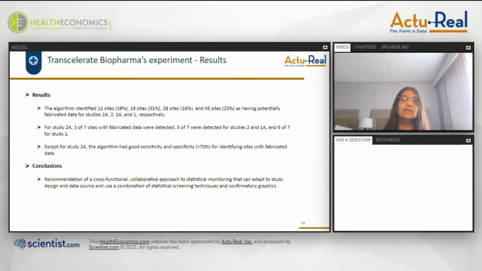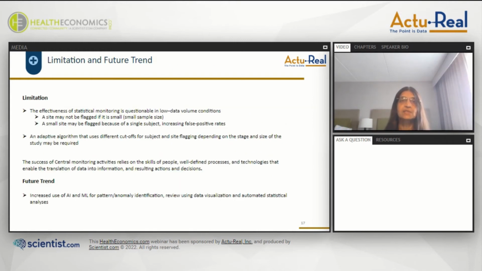So they concluded the results were that the algorithm identified several sites that had fabricated data. So there was a little bit of variation in how well the algorithms performed for certain sites. The sensitivity and specificity were particularly good for one of the sub-studies than the others. The conclusion from this was that this is very effective, but that it also requires a cross-functional and collaborative approach, because various experts have to be involved in analyzing and interpreting the results that come from these.